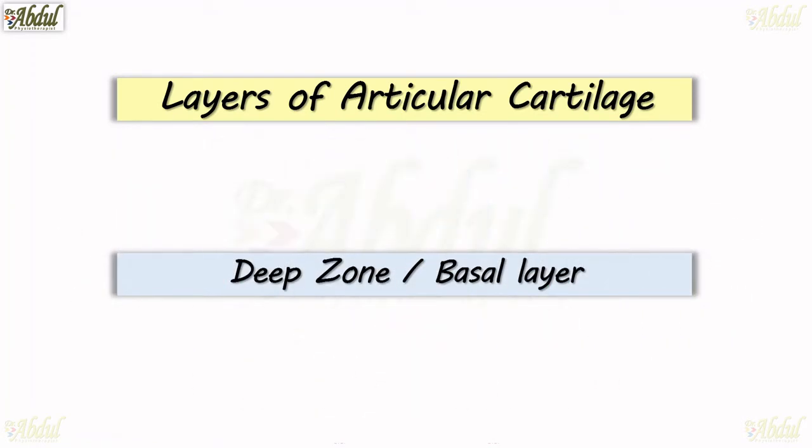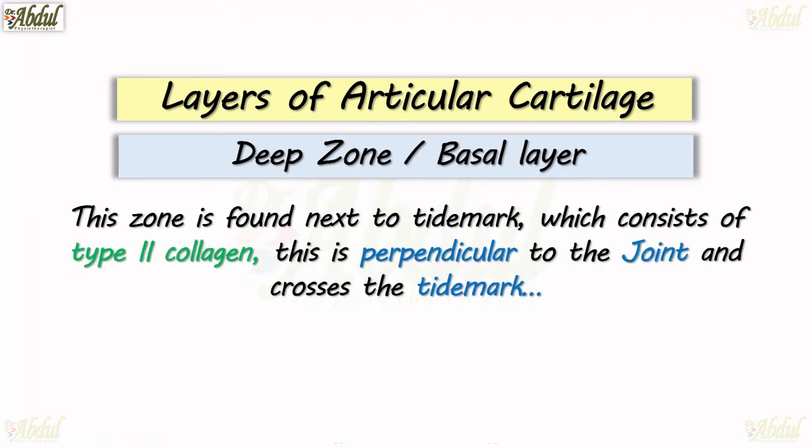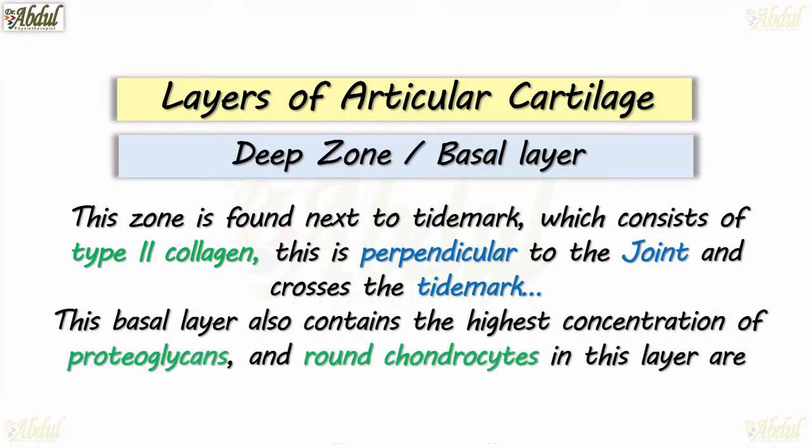Let's see what is deep zone or the basal layer. This zone is found next to the tide mark, which consists of type 2 collagen that is perpendicular to the joint and crosses the tide mark. This basal layer also contains the highest concentration of proteoglycans, and round chondrocytes in this layer are arranged in columns.